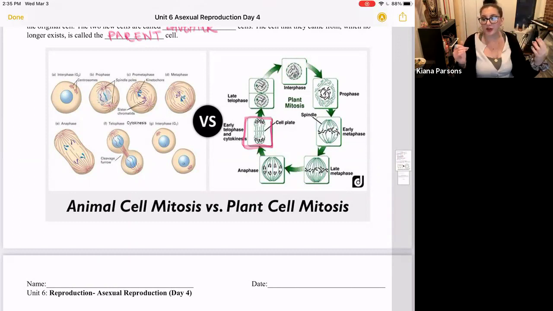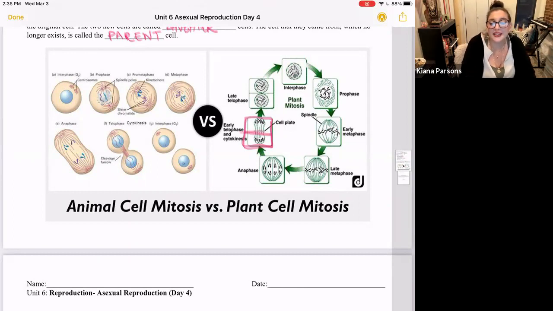The cell membrane reforms during cytokinesis, and that's really not a significant part of animal cell mitosis. But in the case of plant cells, they have this other layer, the cell wall. So in order to form a full new plant cell, there needs to be new cell wall forming. And that's what this cell plate is.